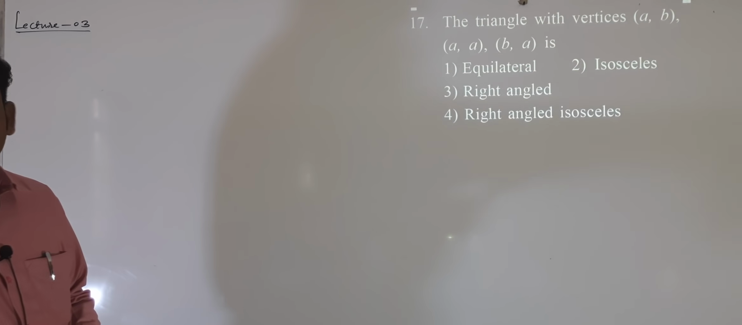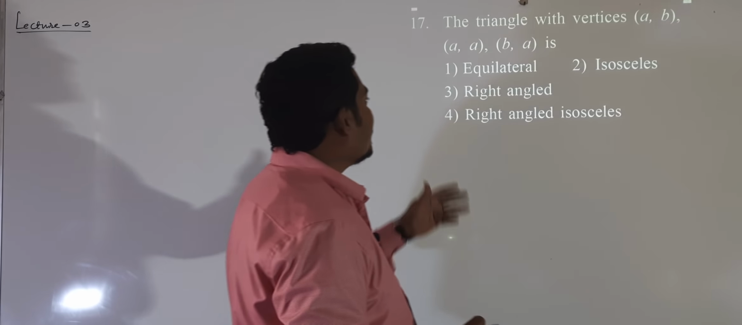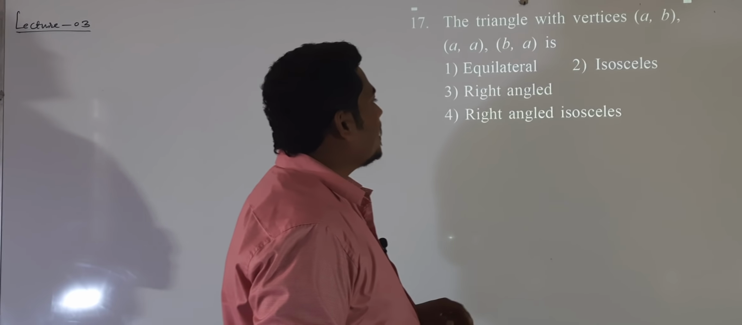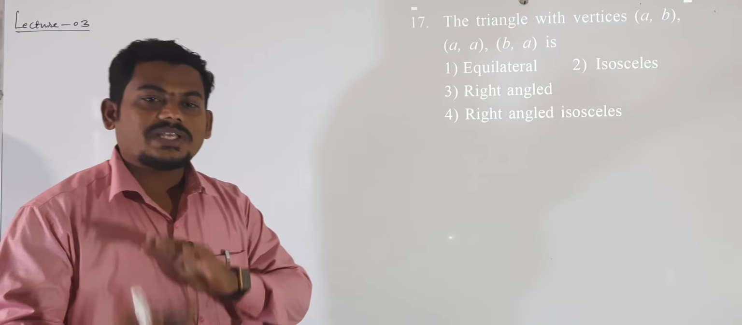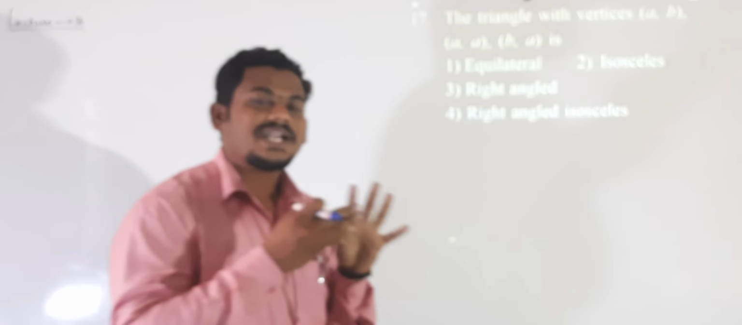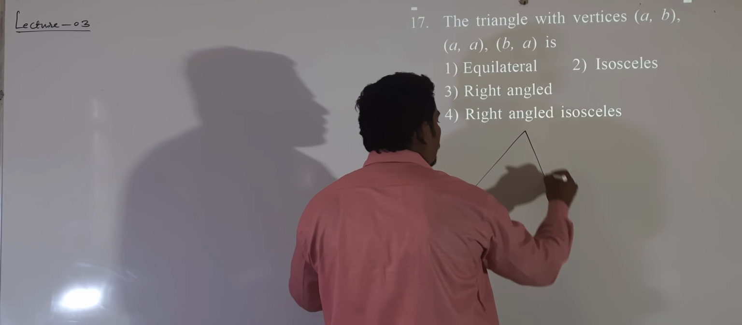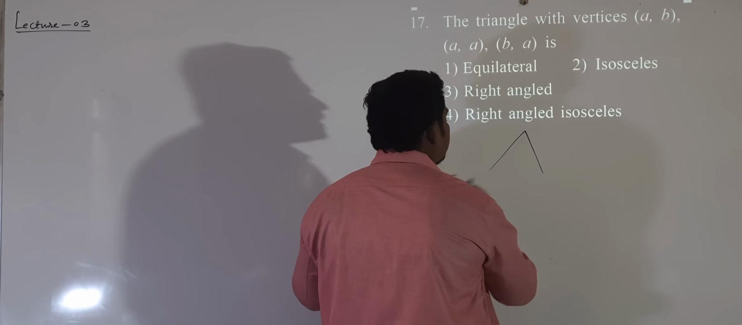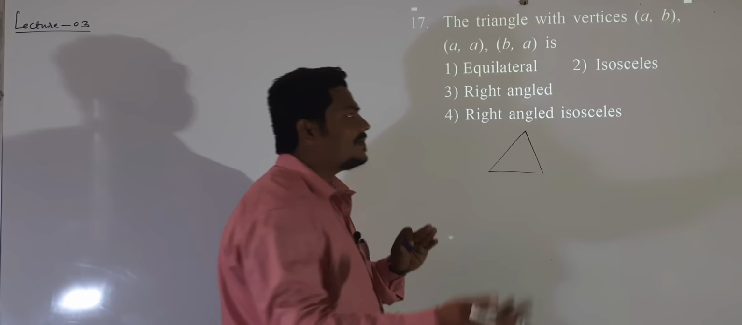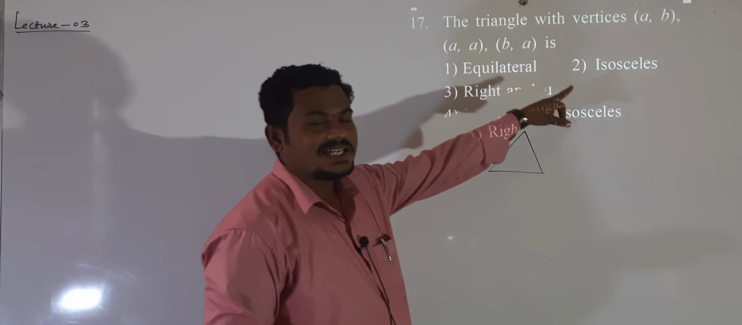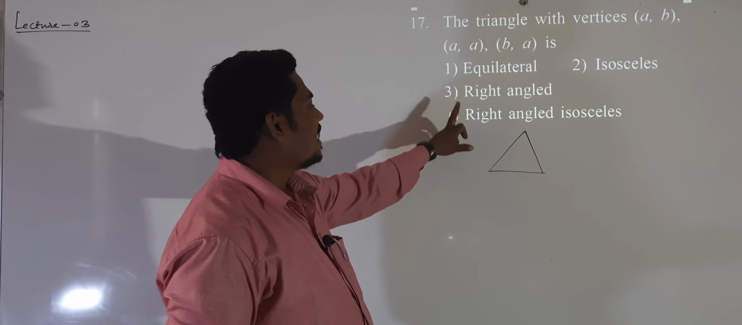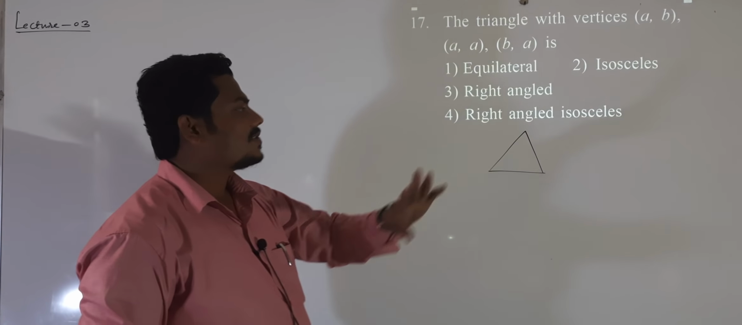The triangle with vertices (A, B), (A, A) and (B, B) is, which type of triangle is it? Vertices they have given, right? Then triangle ABC is whether it is an equilateral triangle, or isosceles triangle, or right angled triangle, or right angled isosceles.